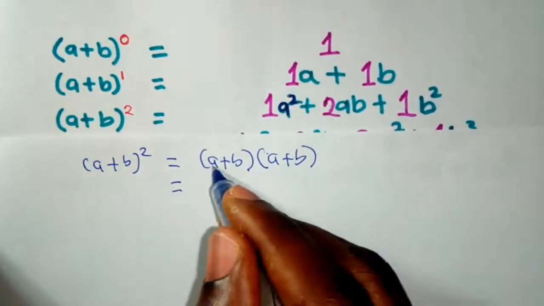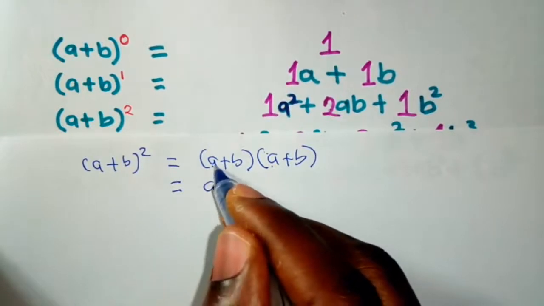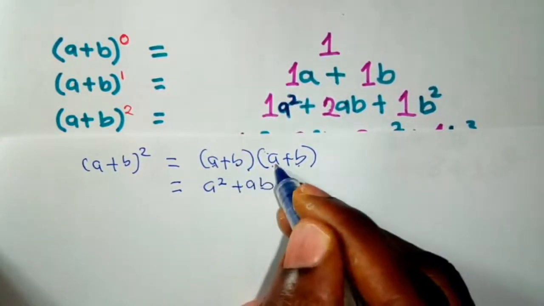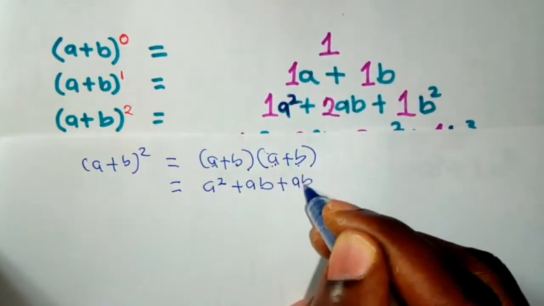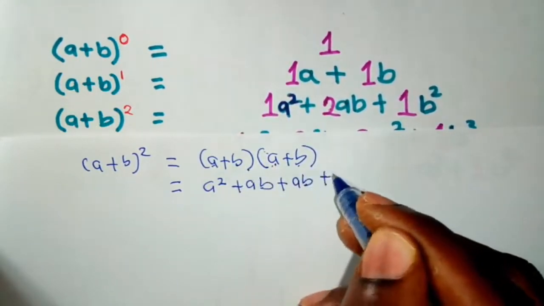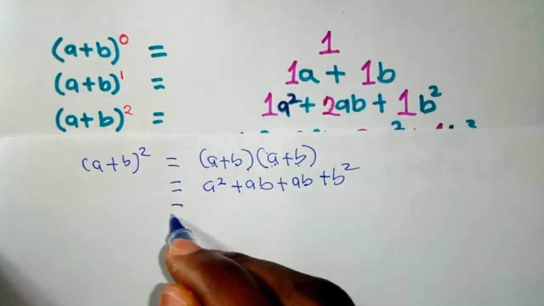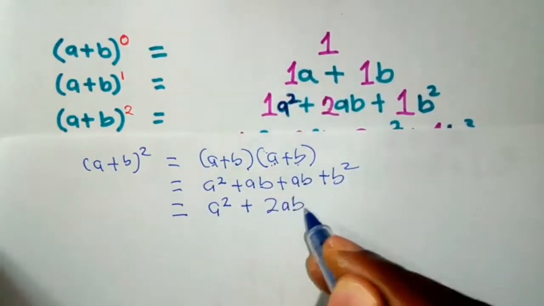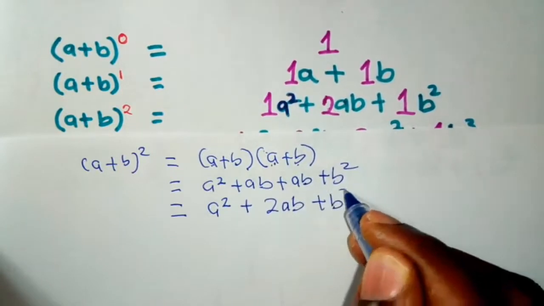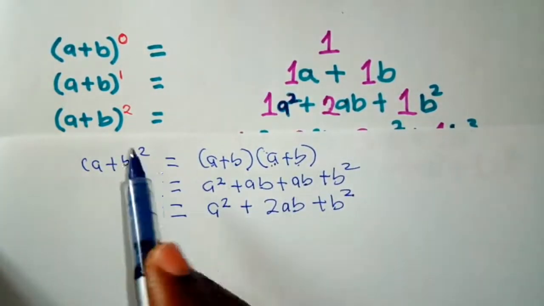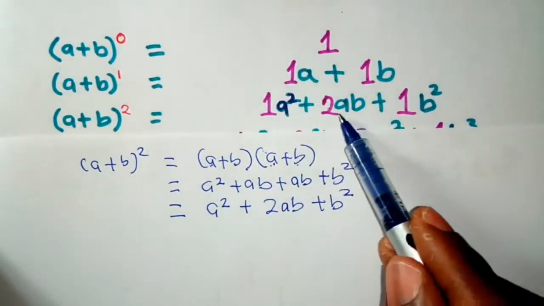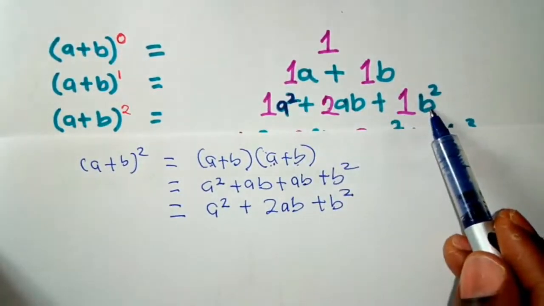And this gives us a times a gives us a squared, a times b gives us ab, b times a gives us ab again, and b times b, b squared. And this gives us a squared plus 2ab plus b squared. So a plus b squared is a squared plus 2ab plus b squared.